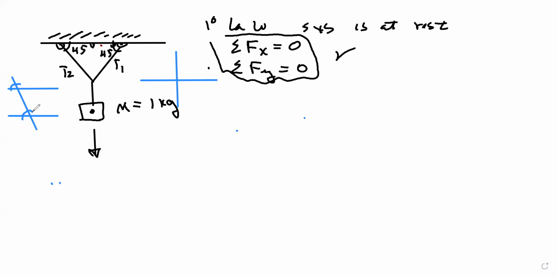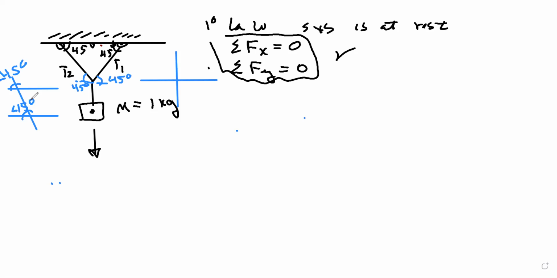So that means that this angle here is going to be the same. So this is going to be 45 degrees, and this one is going to be 45 degrees. Because this one here is 45 degrees, and this one here is 45 degrees. So that's what's happening here.